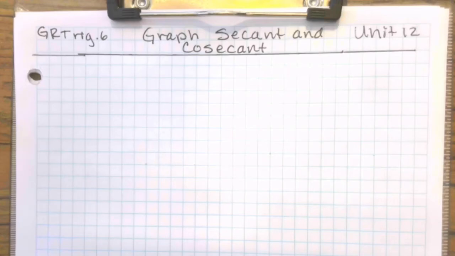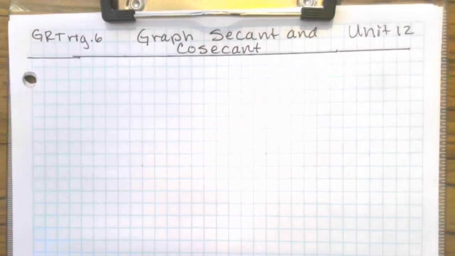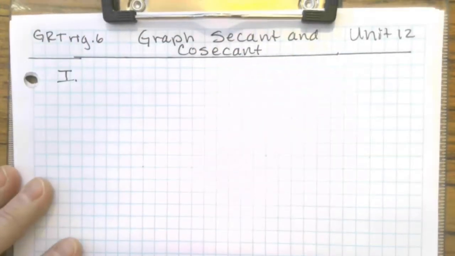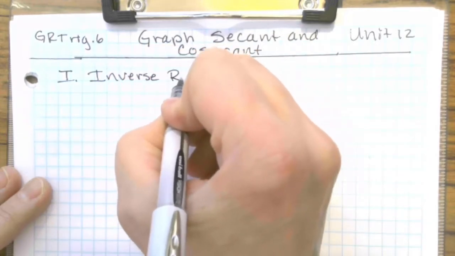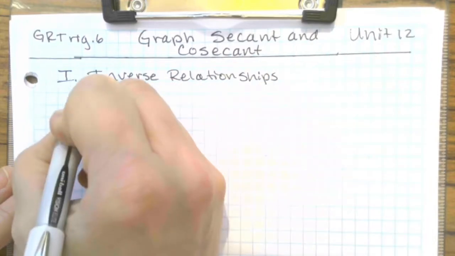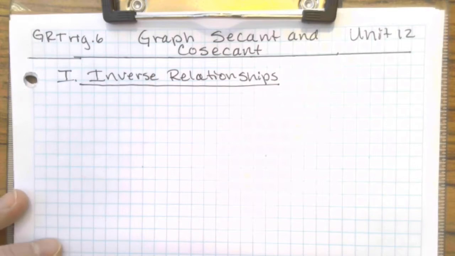Good afternoon. Today we're going to do the Trig Day 6 graphing notes for secant and cosecant. What you'll find is once you've learned sine and cosine, doing secant and cosecant is actually pretty straightforward. So Roman numeral 1, we're going to review our inverse relationships because we're going to use those relationships to graph secant and cosecant from their inverse function.